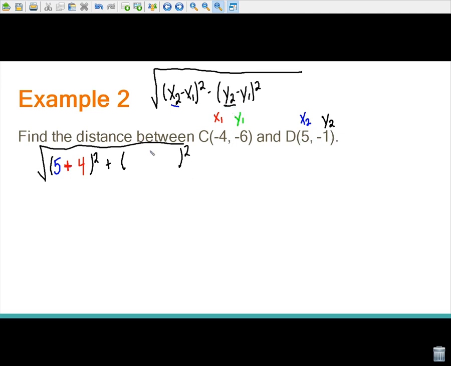Now, let's go ahead and do our y2. Our y2 we had in black, and we said it was -1. Y2 minus y1, so minus sign. Y1 we said was in green, so y1 is -6. So again, subtracting a negative. Anytime we're subtracting a negative, it's the same thing as adding. So I'm going to change this to a plus sign. We are going to be left with 5 plus 4 squared plus -1 plus 6 squared, and all of that is square rooted.